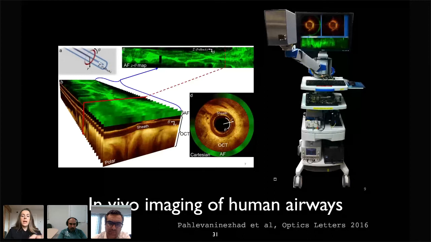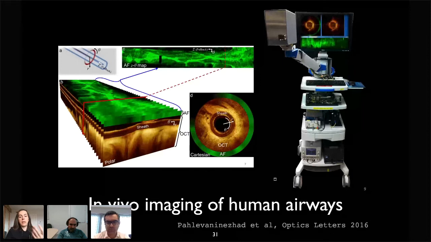extracellular matrix. Essentially, once we acquire the OCT signal and we unfold it, we can make a map of the blood vessels that are adjacent to the airways. And what this group is also showing is a disruption of the extracellular matrix from neoplasias and dysplasias.